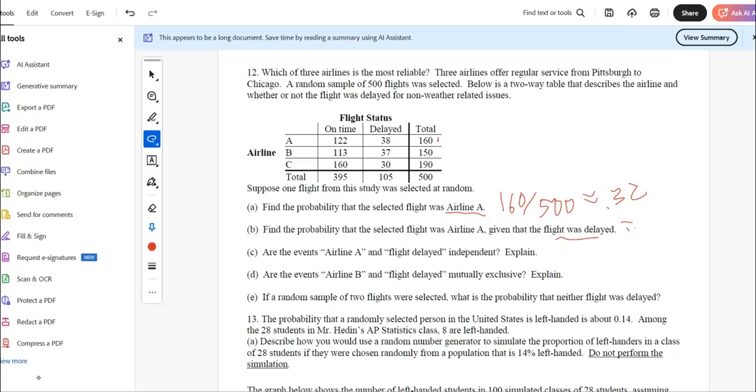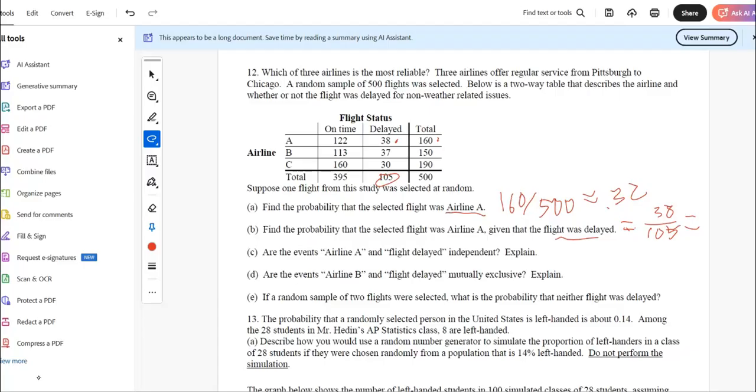Okay, find the probability that the selected flight was airline A, given that the flight was delayed. So my denominator is the delayed folks. So there's 105 delayed folks. And so out of those, 38 were flight A, so 38 over 105. Again, just type in your calculator, get the decimal there.